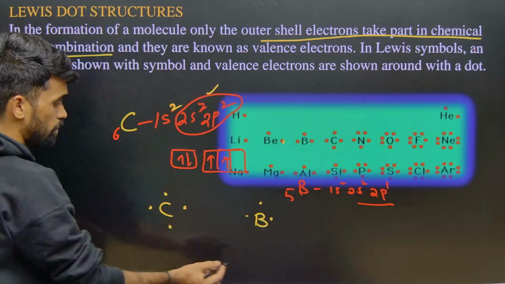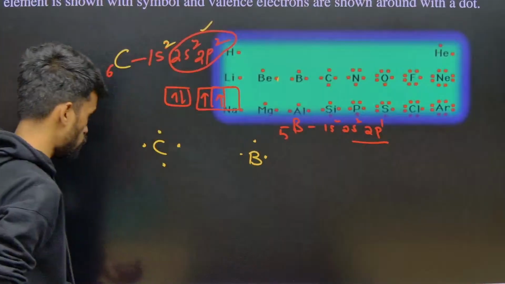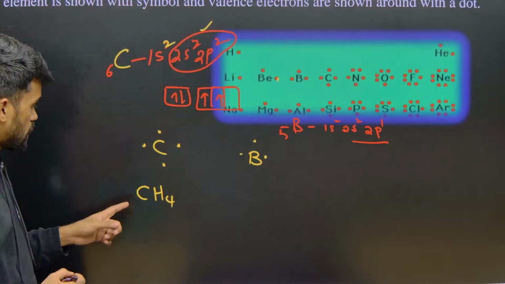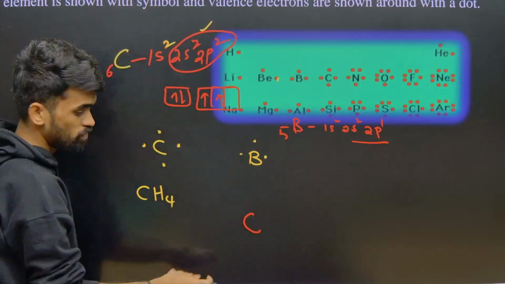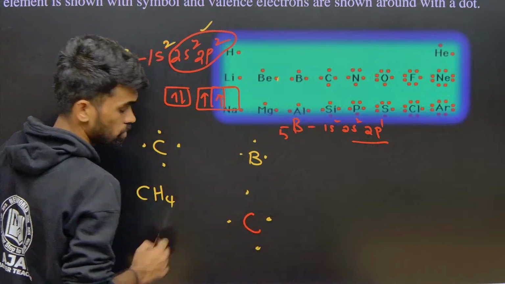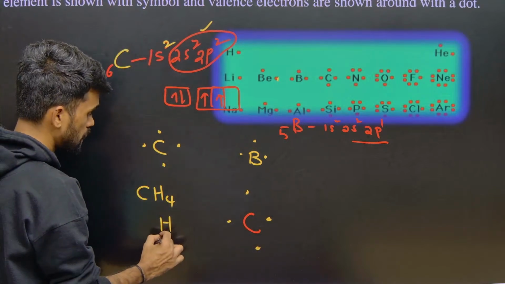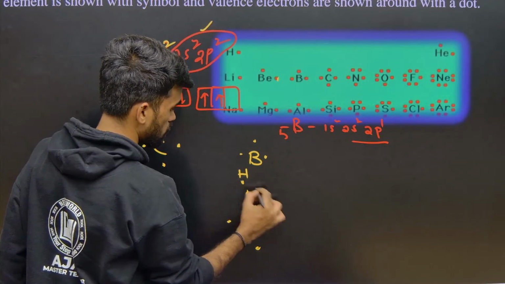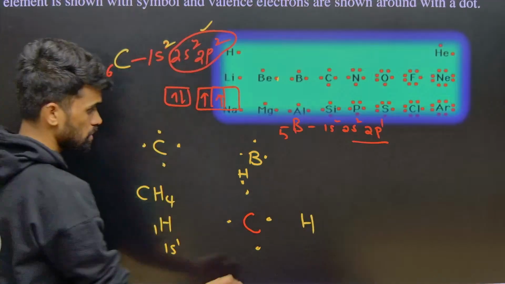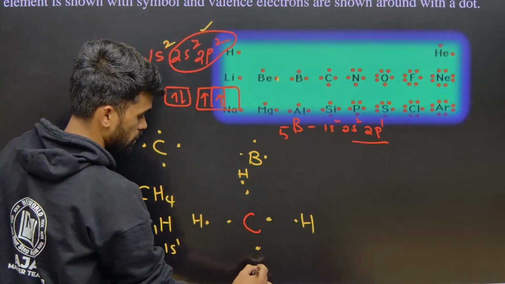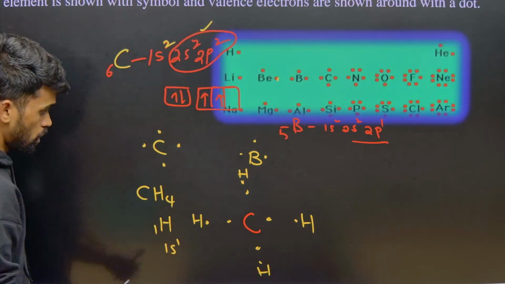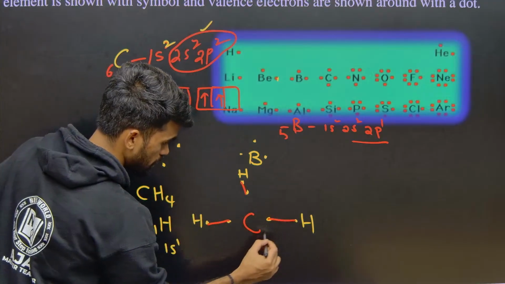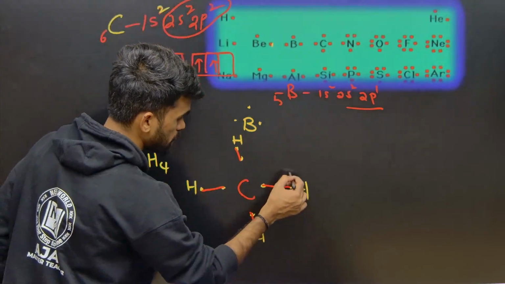Now by using the Lewis dot structure, I want to show you the methane molecule. How can I represent this? Carbon has 4 valence electrons, 4 dots. Now hydrogen has atomic number 1, so 1s1 electronic configuration. So each hydrogen has 1 electron. So for methane, 4 hydrogens, 1 dot for each hydrogen. Now they will mutually share like this, here and here. So we got a molecule now, the methane molecule like this.